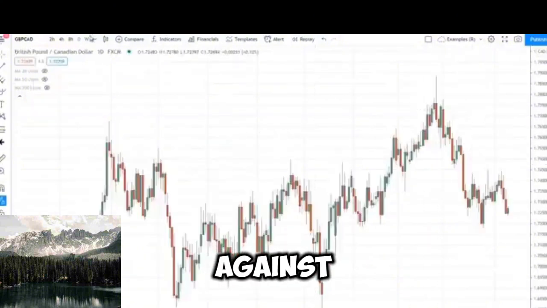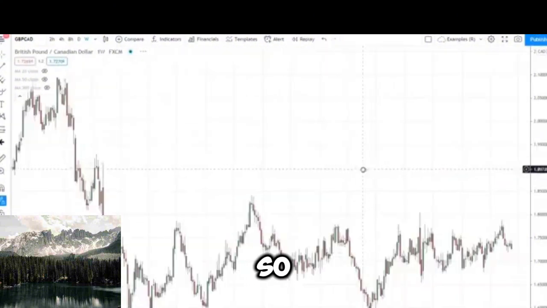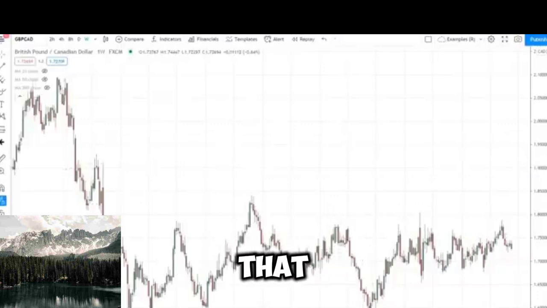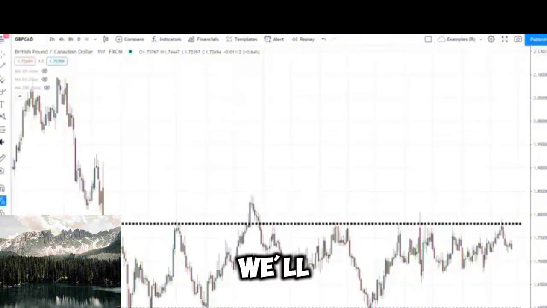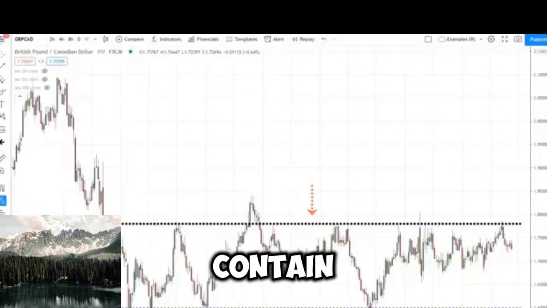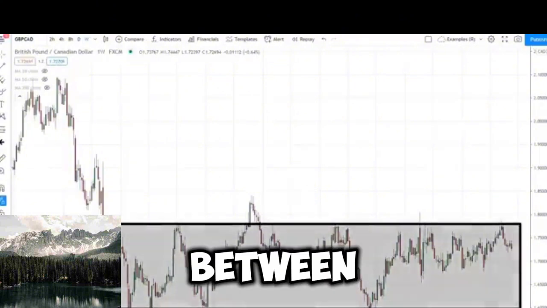Next one, pound against Canadian. So if you look at this one again, what is this market structure? Well, you can see that this one's a little bit different from the earlier ones. This market seems to be contained between these highs and these lows. We'll talk more about these exact highs and lows, what is the terminology and how you can use them in your trading later on. But for now, just pay attention that this market is kind of contained in a box, stuck between the highs and the lows.